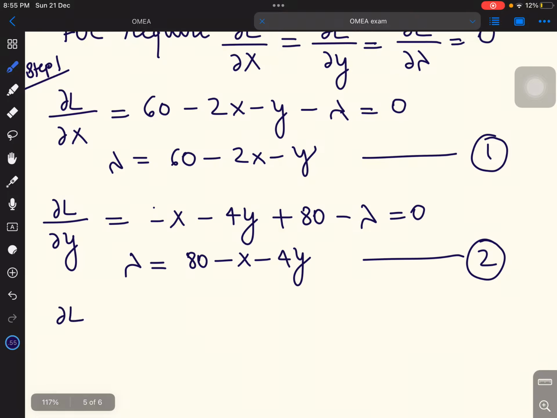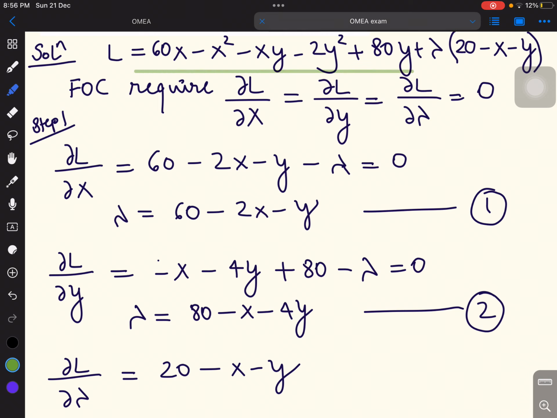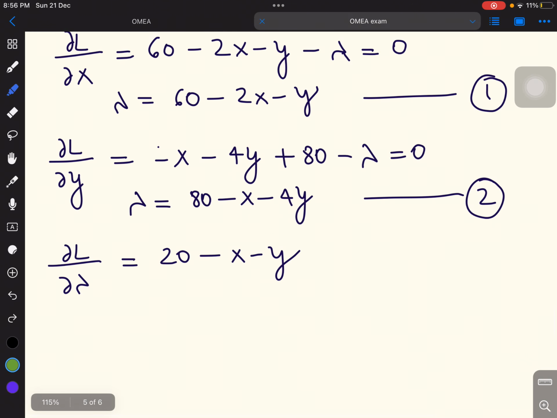Then next is doing it with respect to lambda. If we differentiate with respect to lambda, we get 20 minus x minus y, because all others are constant for us. So delta L by delta lambda is 20 minus x minus y. We set this also equal to 0. Let's name this the third equation.